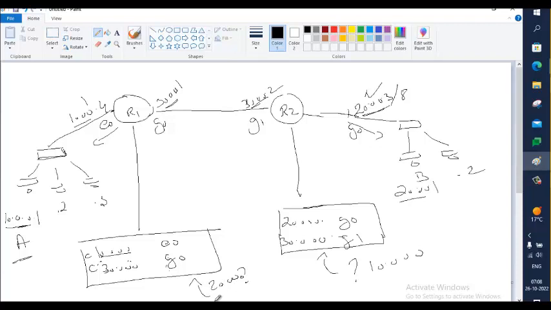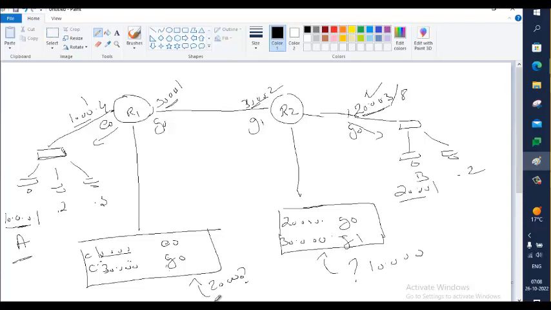So a route can be given into the routing table using a routing protocol, for which we need not write the route. We need to simply enable the routing protocol. Dynamically routes will be discovered and the routes will appear on the routing table. But the problem with a dynamic routing protocol is that the protocol decides the route, not we, not you.